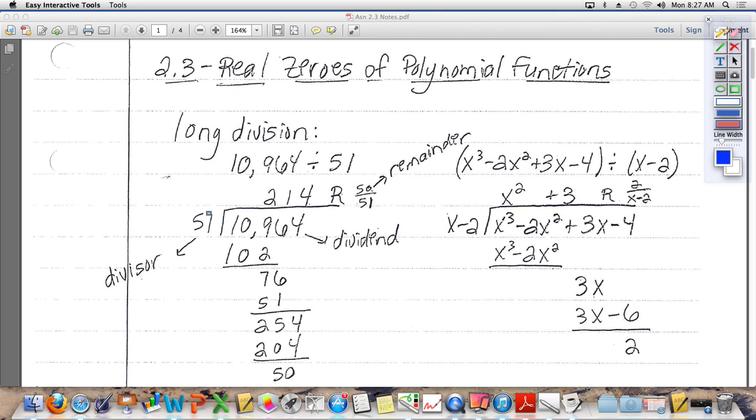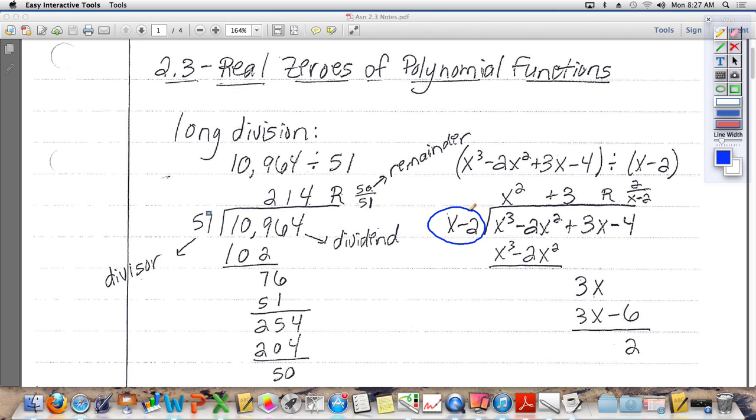Okay, so now we're going to make it a little bit harder. We're going to take this polynomial x cubed minus 2x squared plus 3x minus 4 and divide it by x minus 2. So we put the x minus 2 out in front, called the divisor. And this polynomial underneath the division sign is called the dividend.